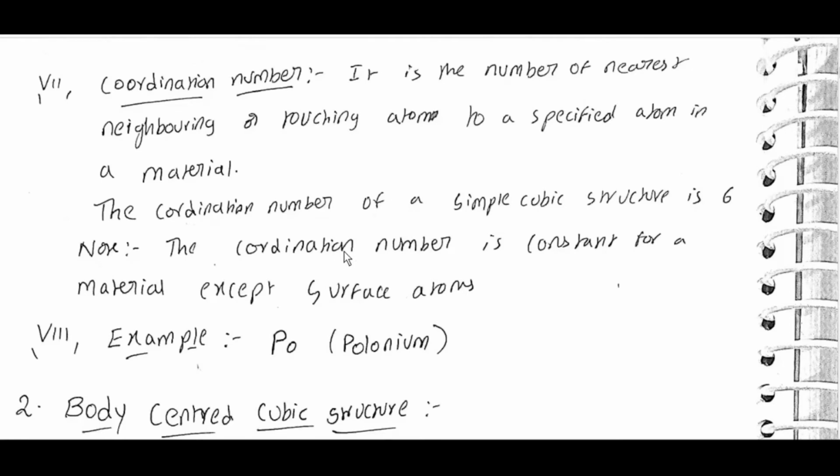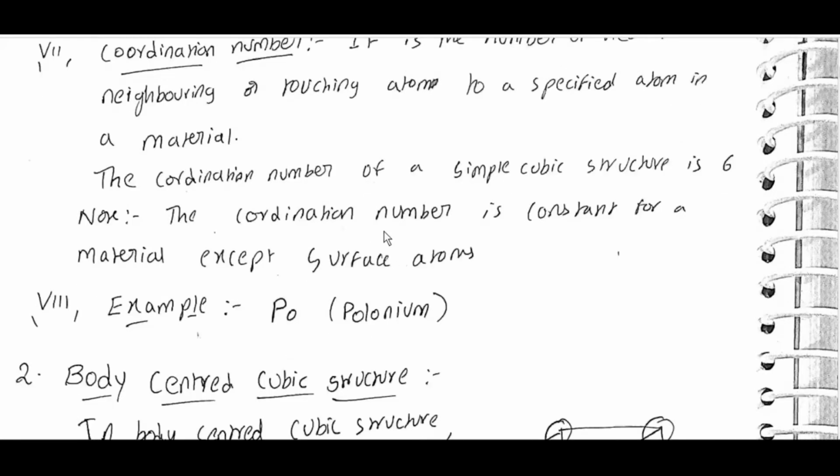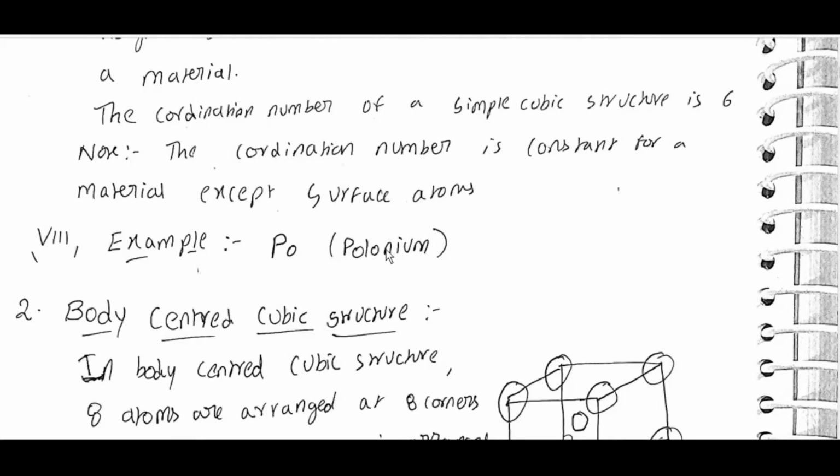Coordination number means we can assume a corner atom in your room. It will be connected to six atoms: bottom, top, this side, and that side. You have to assume the cubes keep on repeating, and if you assume one corner atom, we get coordination number 6. Example: we have only polonium.